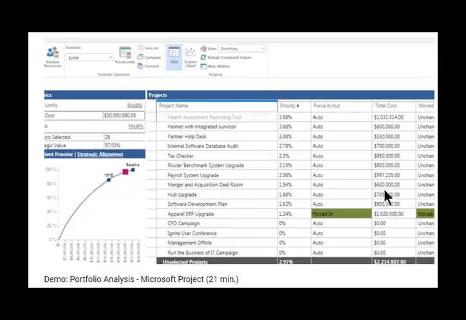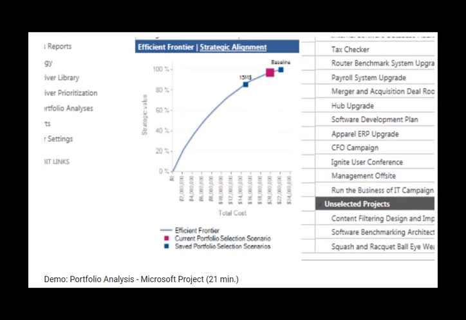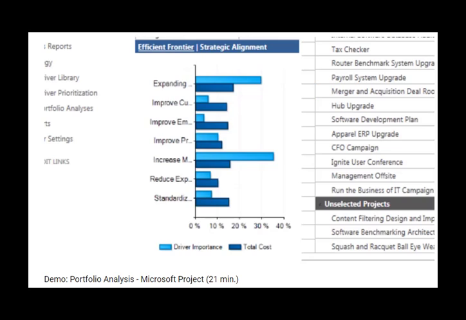We also have the option to display the strategic alignment, which is displayed as a histogram. The light blue represents the driver's importance in terms of percentage, and the dark blue how the selected groups stack up relative to each driver. Note that the cumulative for driver importance will total 100%.